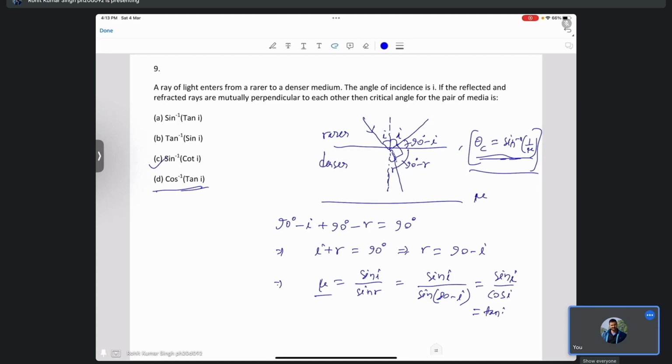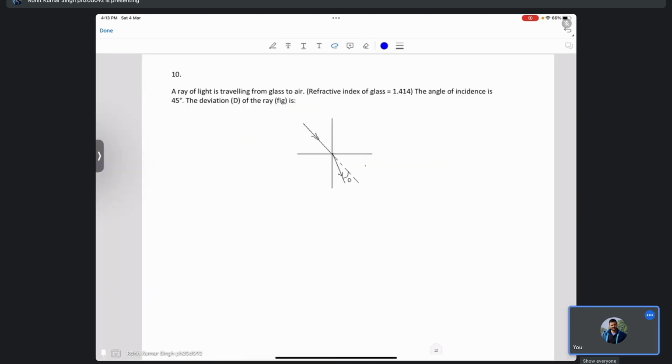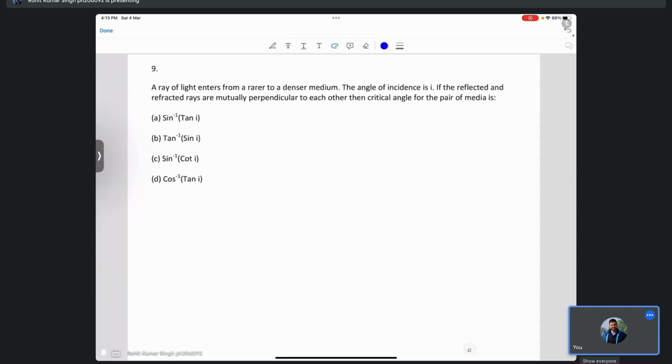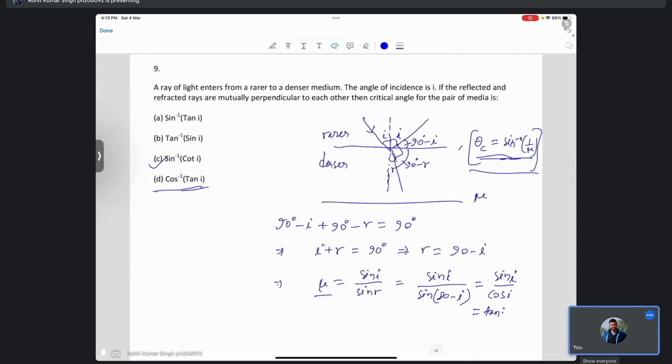Okay, this is also a simple problem. Anyone has any doubt here? It's just a simple calculation, right? We just derived the relation between I and R and used Snell's law, and we had this formula for critical angle. So we calculate.